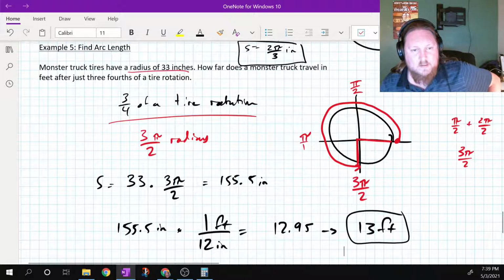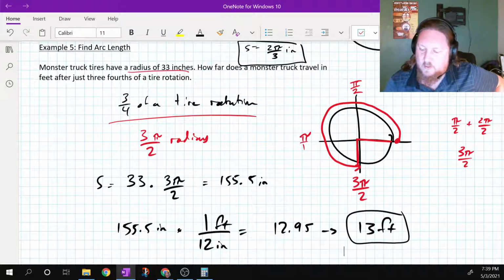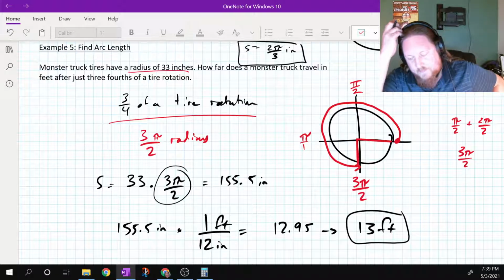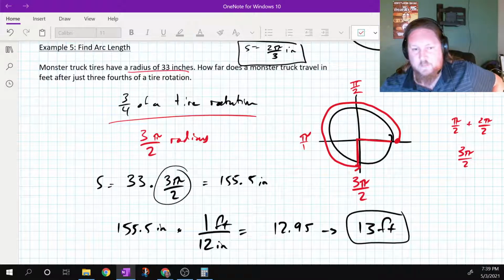All right, I think that's the end of the lesson. The trick is to make sure that you are looking at it in radians. If you don't have radians for the angle, you're going to end up with a miscalculation.